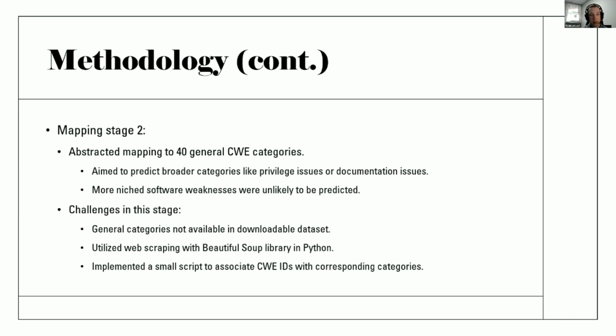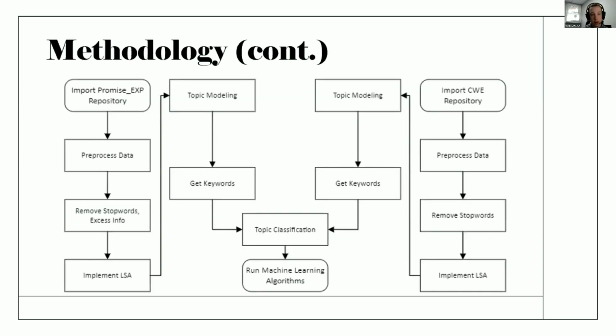This stage of the mapping was a bit harder since the more general categories weren't present in any downloadable version of the dataset. We had to use web scraping with the beautiful soup library in Python, as well as a very small script to transform each CWE ID to their corresponding category in the mapping. So once we had a complete CSV file that included each promise_exp software requirement, its mapped CWE vulnerability description, and the corresponding CWE category, we were then ready to test machine learning algorithms.